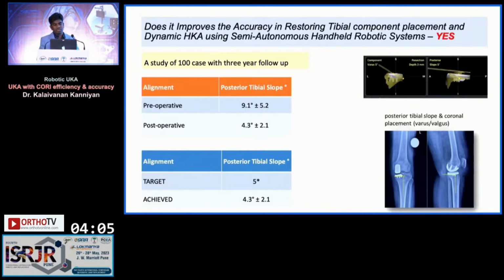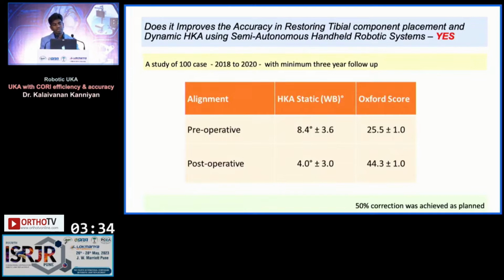Another study where we took 100 cases with a 3-year follow-up period: here the posterior tibial slope pre-operatively was 9.1 on average for 100 patients, and post-operatively we were able to restore it to 4.3 plus or minus 2 deviation. As a target for ourselves, we targeted 5 degrees, and at the end of the surgery we were able to achieve 4.3 within 2.1. That is, the margin of reproduction of what we have planned was good with the robotics. Another one is the static HKA, as we measure with the pre-op X-ray and post-op X-ray: pre-op was 8.4 and post-op was 4. Oxford score obviously improved from 25 to 44.